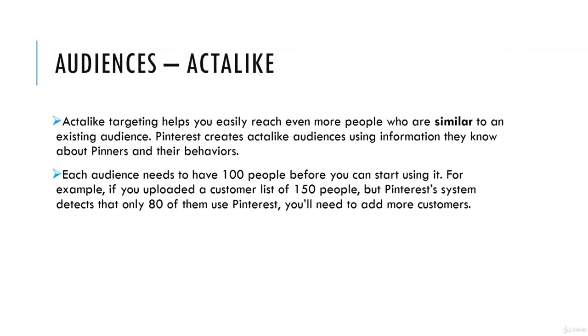Next are act-alike audiences. These help you easily reach people who are similar to existing audiences. Pinterest creates act-alike audiences using information they know about their pinners and their behaviors. Each audience needs to have 100 people before you can start using it. For example, if you upload a customer list of 150 people's emails, but the Pinterest system detects only 80 of them use Pinterest, you'll need to add more customers.